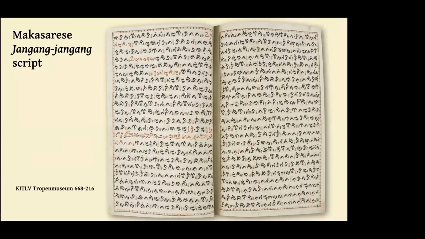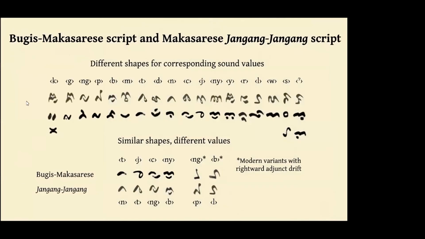And here you see all these interesting looking letters, quite different from Bugis-Makasarese script, but they also use the same vowel signs as Bugis-Makasarese script. However, it's hard to see any relationship. There's different shapes for the same sound values, and it's very rare if there are any that seem to share anything systematic in terms of their shape. And sometimes you have the same shapes with completely different sound values.